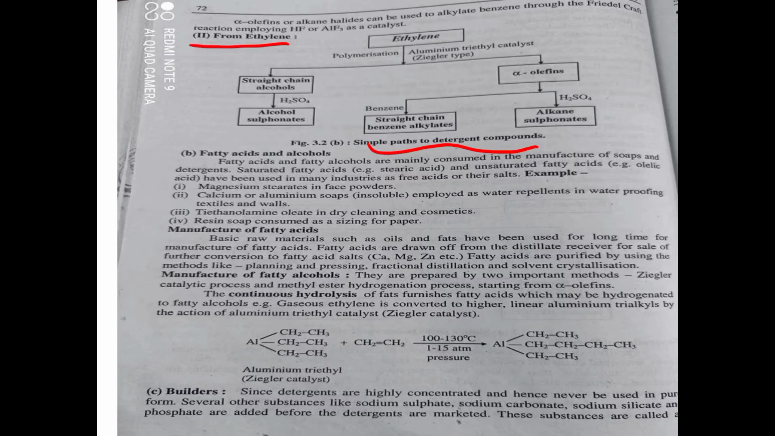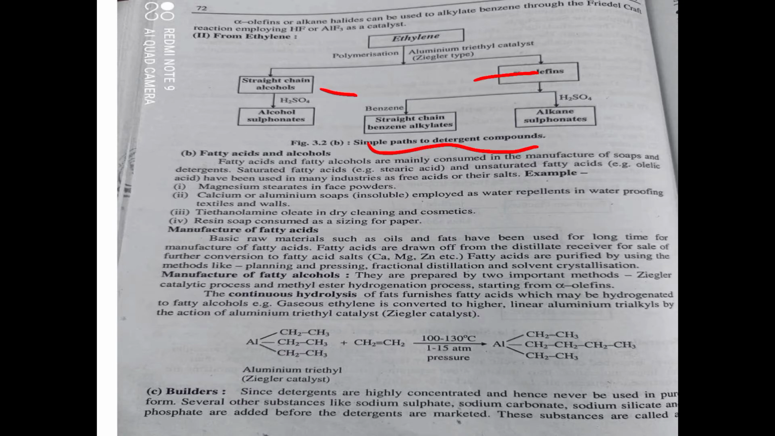Then, the first one we can show is the petroleum fraction, then the second one is from ethylene. Okay, see this is the flow sheet chart for the route from ethylene. So ethylene undergoes polymerization with aluminum triethyl catalyst, that is a Ziegler-Natta catalyst. So this is divided into straight chain alcohol or alpha olefin.